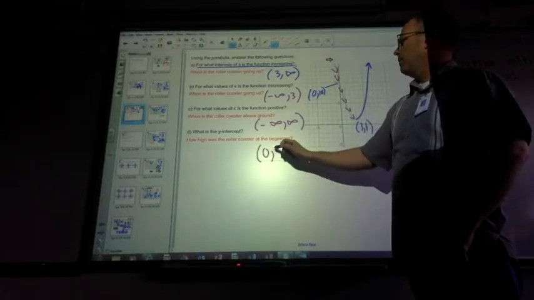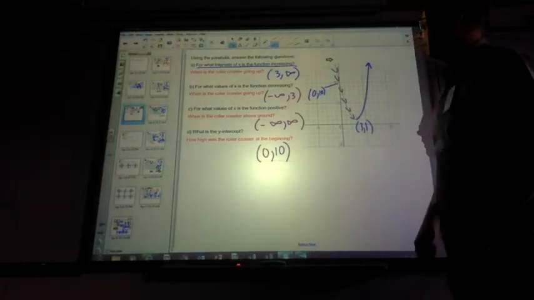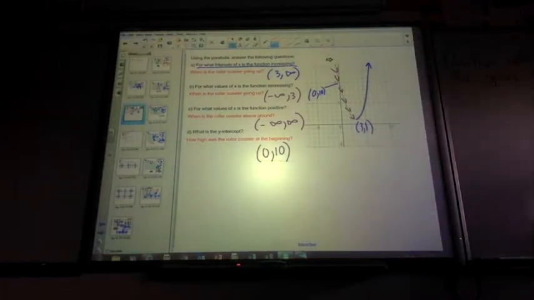So (0, 10) is where it crosses the y-intercept. Now they're saying that's where the roller coaster begins. It would have been nice to know that in the beginning, but everything there looks pretty good. Happy? Making sense? Am I good on time? Good.